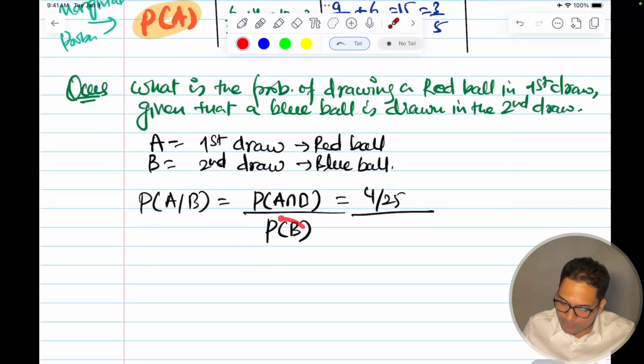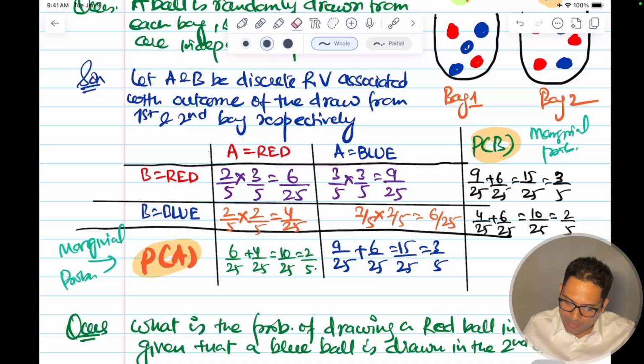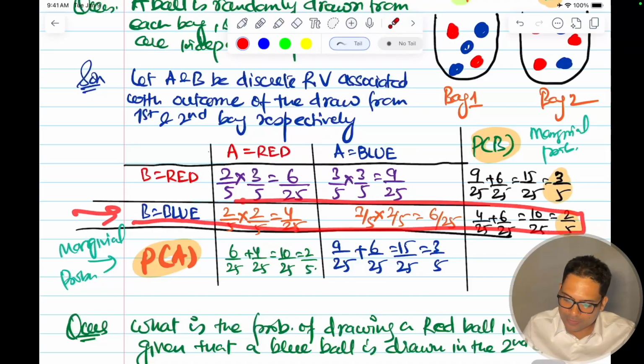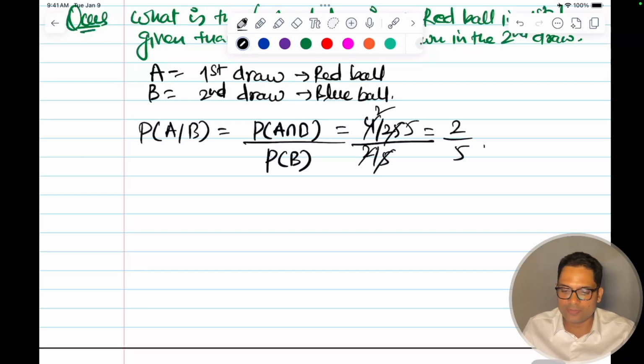And now what is the second one? Probability of B, that is, the probability of drawing a blue ball in the second draw. So this is our probability of B cell. Here it is, these are the values. Let me highlight them. The probability of drawing a blue ball in the second draw is given here. This is for the red ball, this is for the blue ball. So this is 2 by 5.